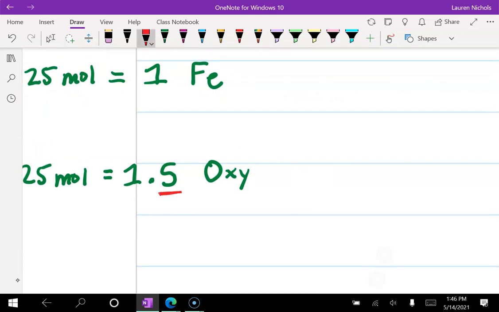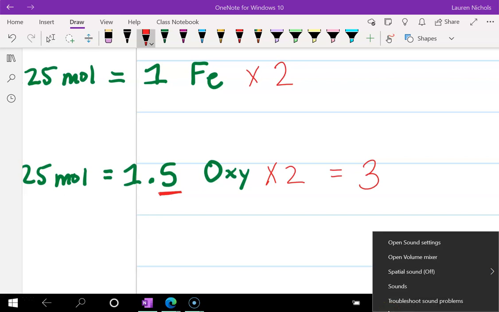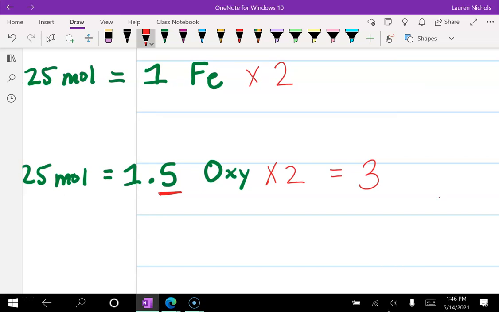And our hint said that we multiply it by 2. And 1.5 divided by 2 gives us 3. But again, a common mistake that students make is that you actually have to multiply them both by 2. We have to keep the ratio going the same. So that means 1 times 2 is 2. And now our final answer, those become our subscripts.